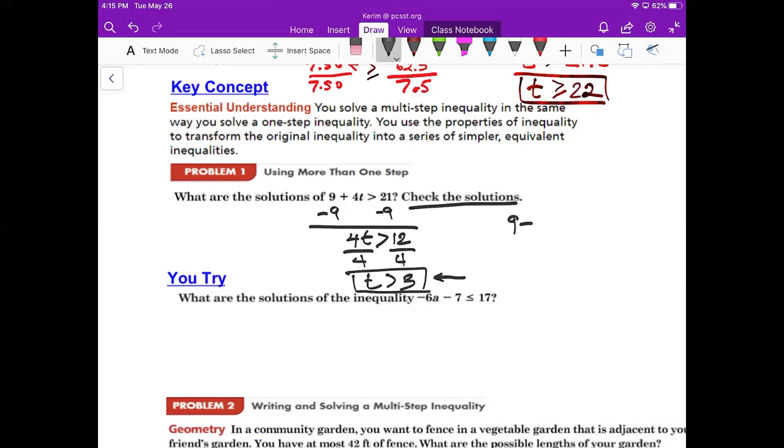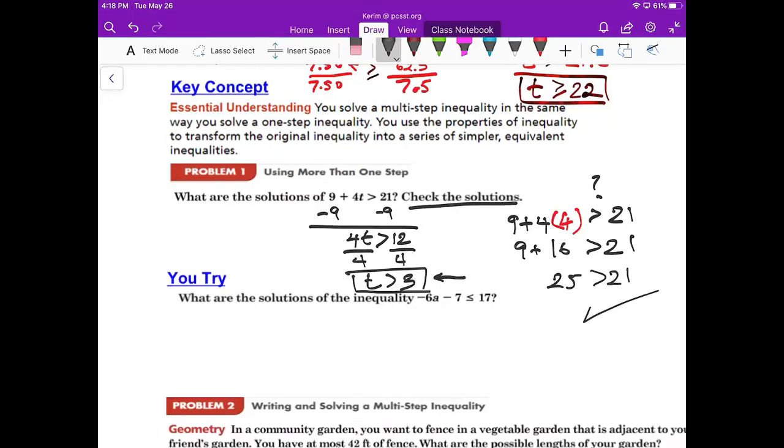So 9 plus 4 times 4, greater than 21? I'm going to put a question mark because I'm checking that. 9 plus 16 greater than 21, and 9 plus 16 is 25, which is greater than 21. That checks. That's a true statement. So if 4 satisfies this inequality, then all the numbers greater than 4 must satisfy the inequality as well.